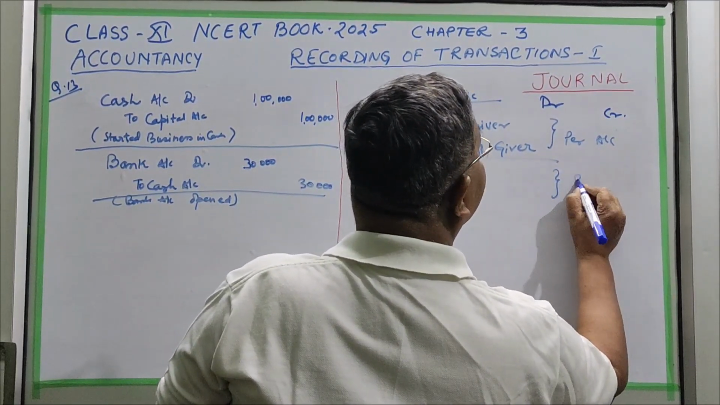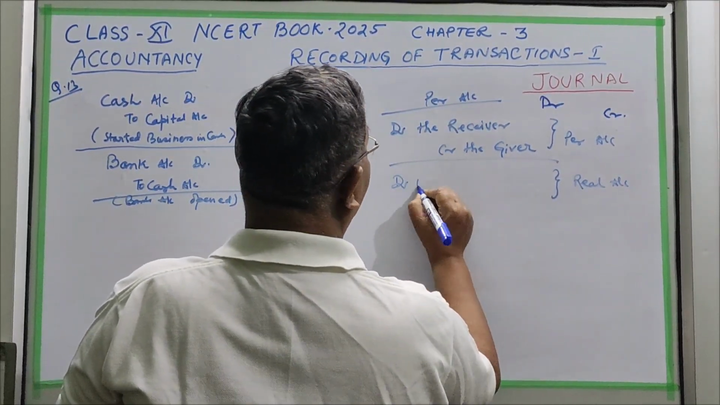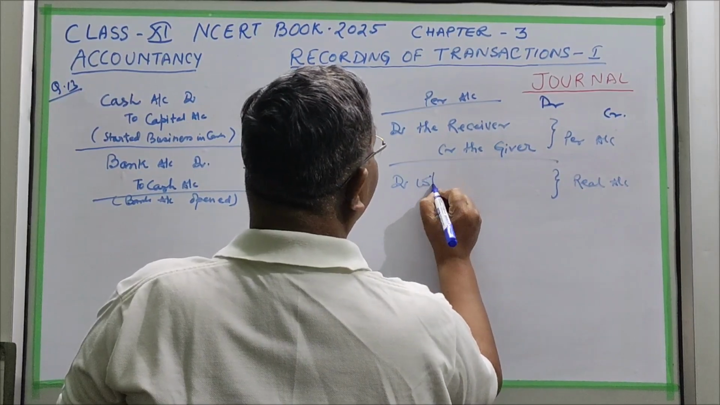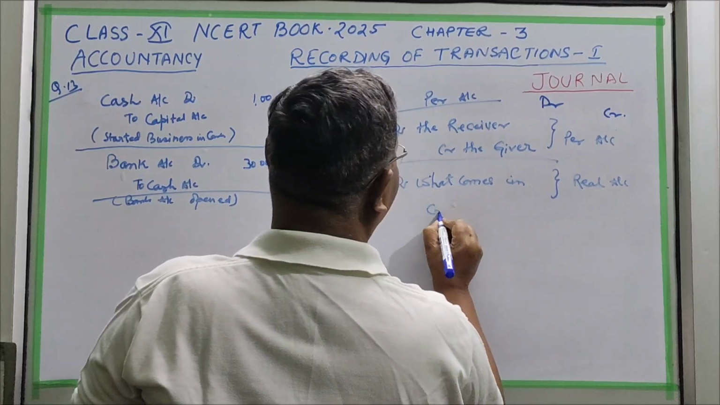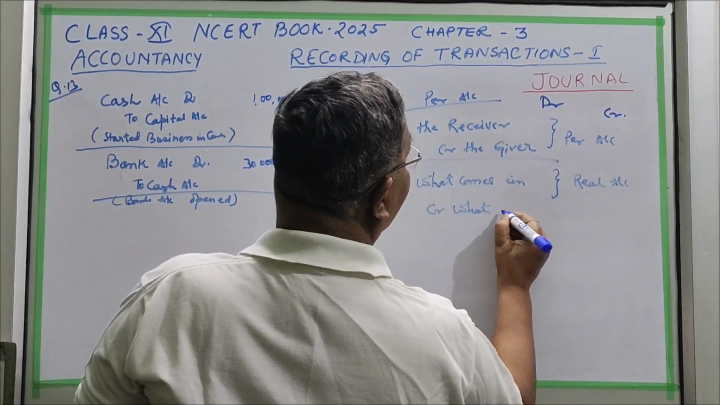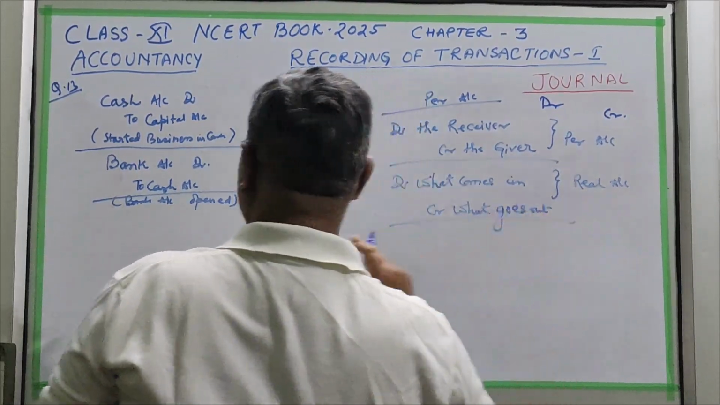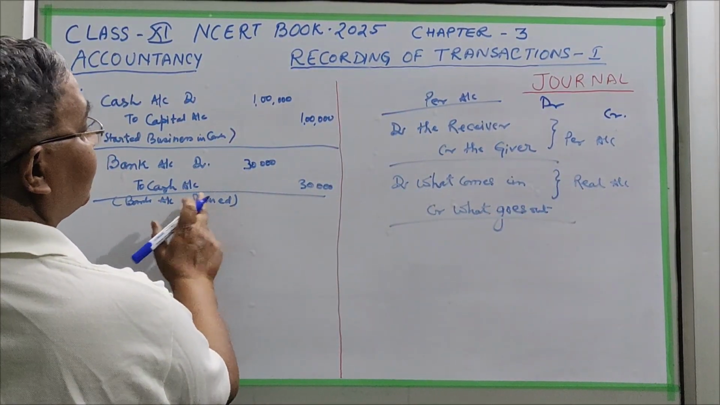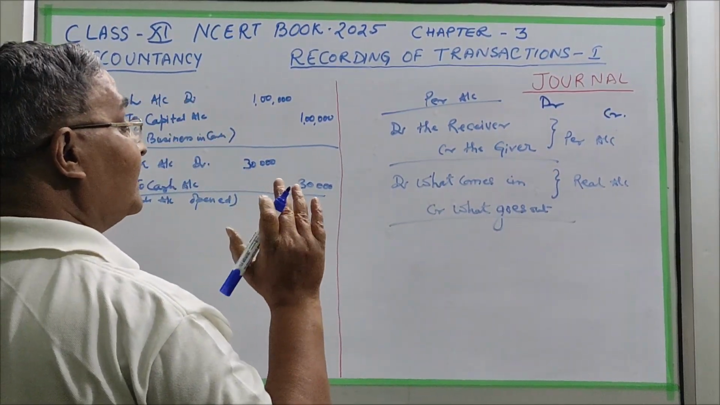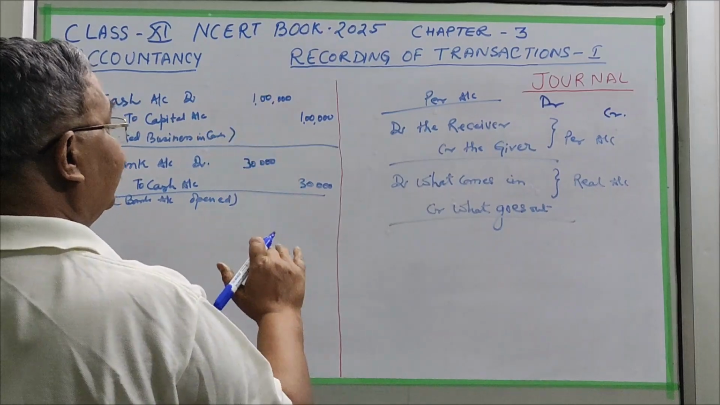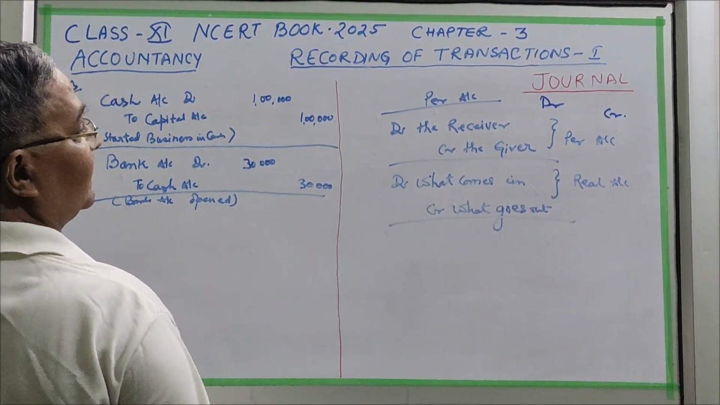And for real accounts like cash, machine, etc., debit what comes in, credit what goes out. Here your cash has gone out. That's why it has become credit. Cash account credit. And on the other hand, you remember cash is an asset and your cash is reduced. To reduce your cash, you have to make a credit entry on the basis of that also.